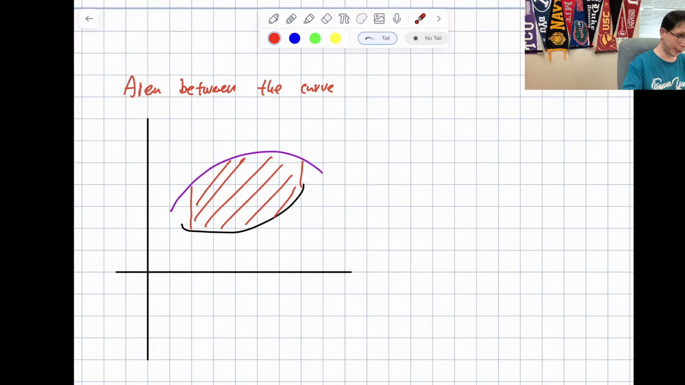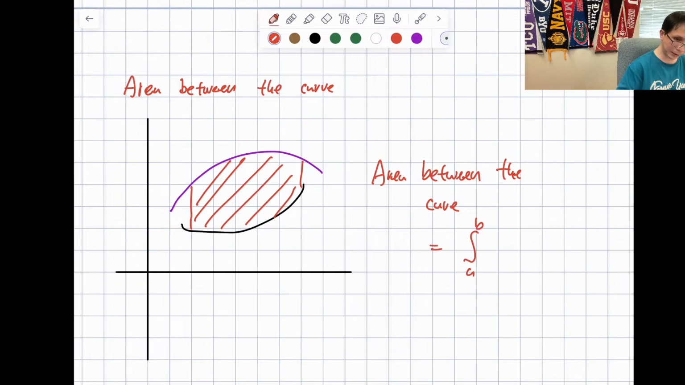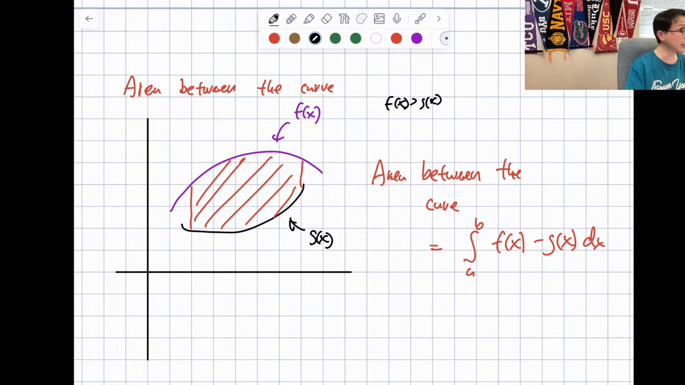Just make sure the area between the curves is equal to the integral from a to b of f of x minus g of x. But we have to define that f of x has to be greater than g of x at that time. So I'm going to say this is f of x, and the black line is g of x. f of x has to be greater than g of x, because if you do it the other way, if g of x is larger and you subtract, your area ends up being negative.